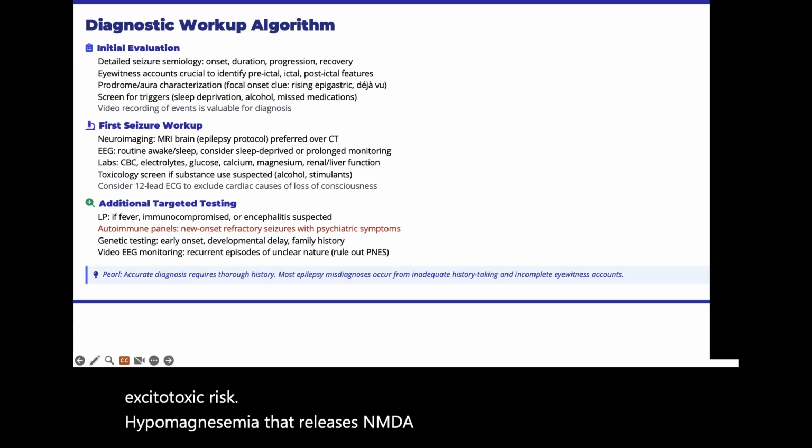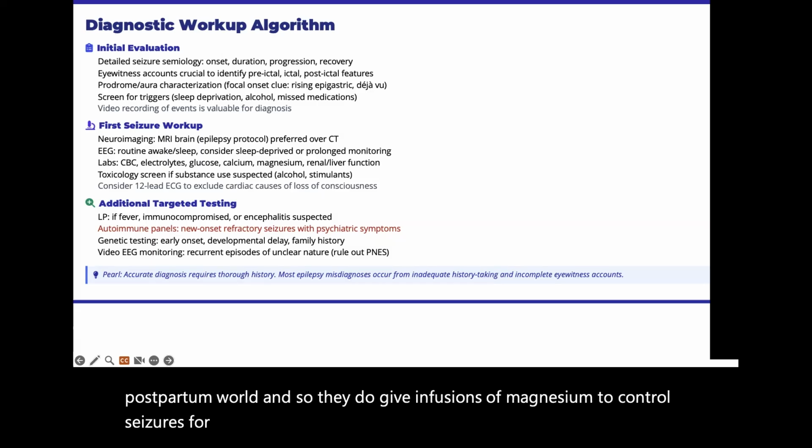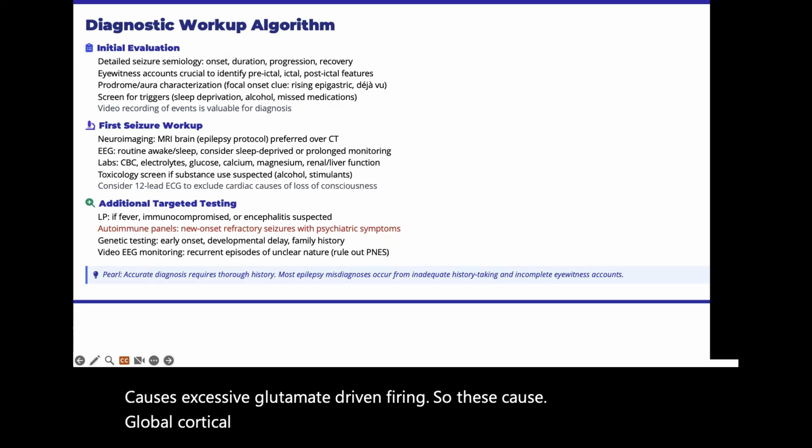This is popular in the OB postpartum world. And so they do give infusions of magnesium to control seizures for this reason, because hypomagnesemia causes excessive glutamate-driven firing. So these cause global cortical irritability, leading to generalized seizures, not epilepsy. Okay.